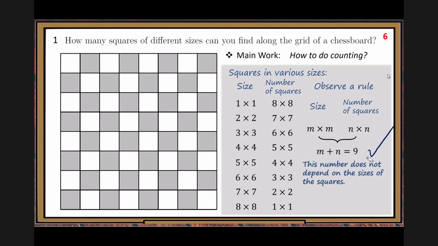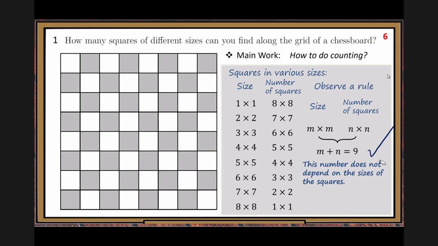This number does not depend on the sizes of the squares. So here you can see, if we know this invariance, this number, we can keep track of our data, right? Think about it. Keep track of the data. All right? Here, let me extend this question a little bit.